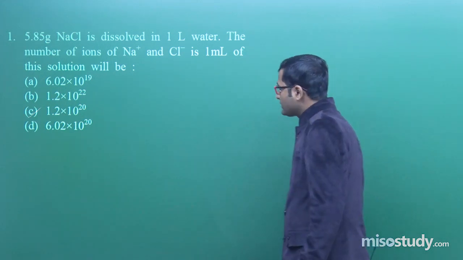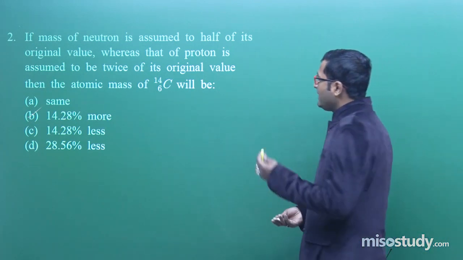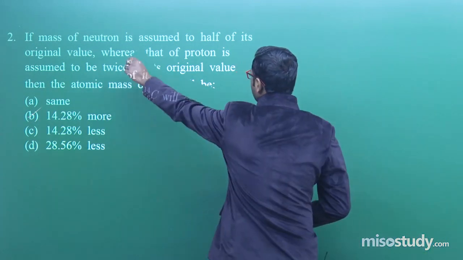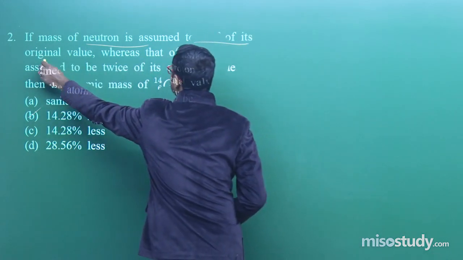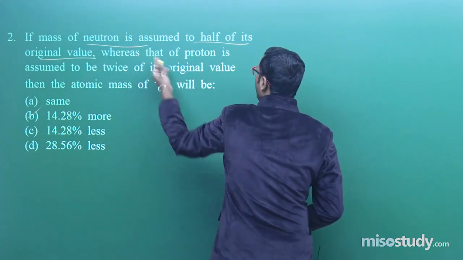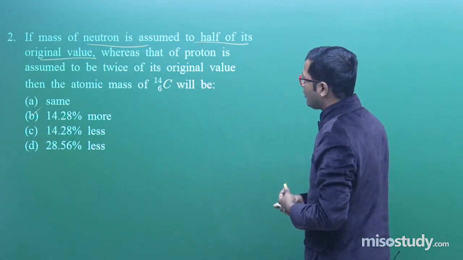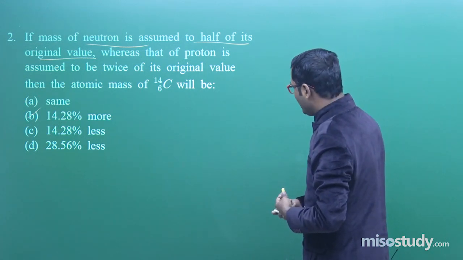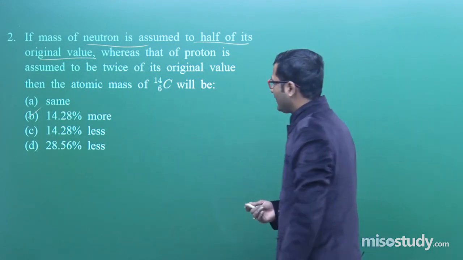The next question is question number 2. Read the question carefully. It is given here: if the mass of neutron is assumed to be half of its original value, whereas that of proton is assumed to be twice its original value, then the atomic mass of carbon 14 will be.